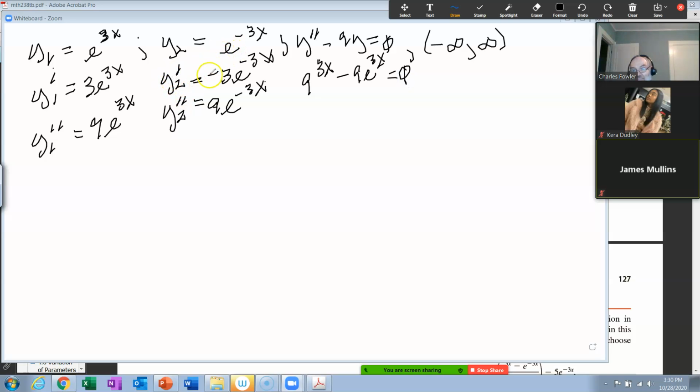Let's do the other one. Y double prime would be 9e to the minus 3x. That's y double prime minus 9 times e to the minus 3x. And sure enough, that's equal to 0. Okay? For every x in the domain.